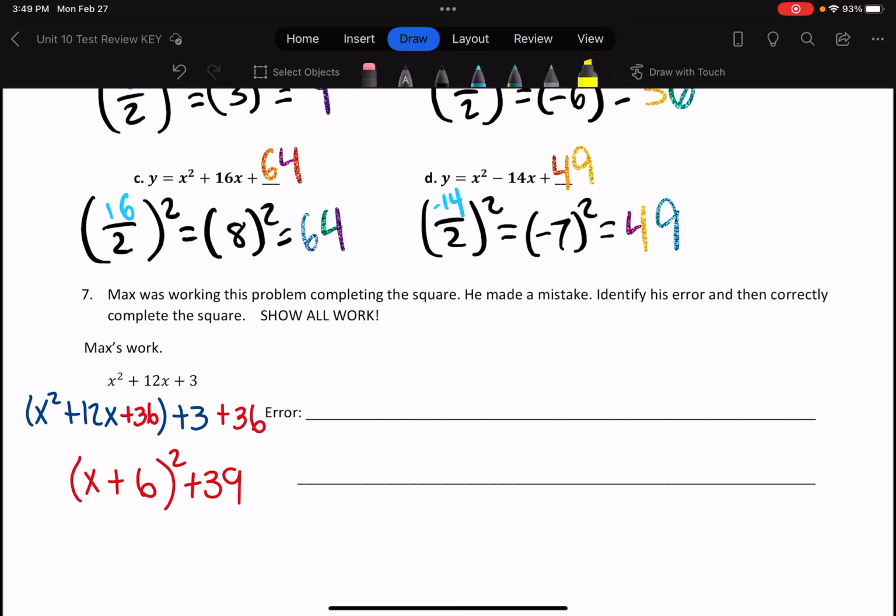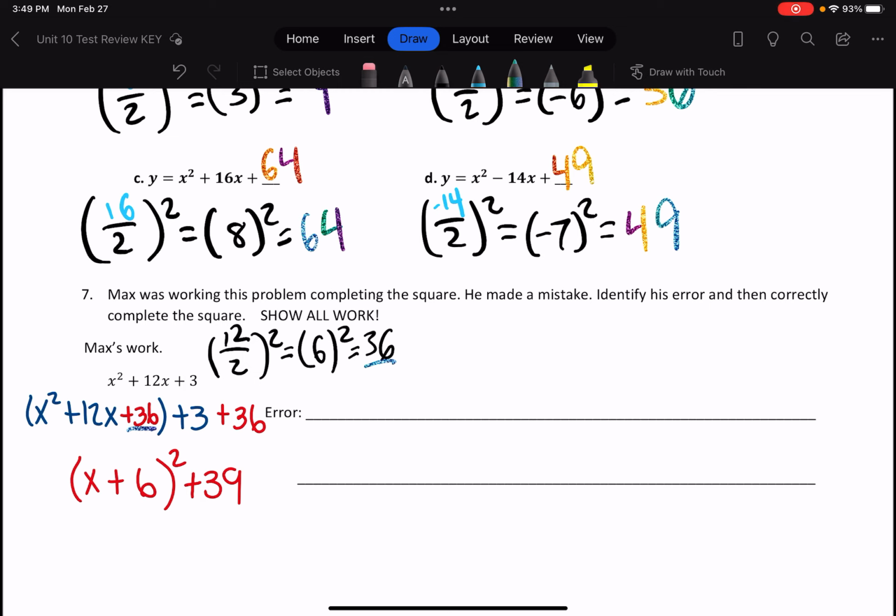So looking through this, I see Max started off with x squared plus 12x plus 36. Or excuse me, plus 3. So this was the initial function, x squared plus 12x plus 3. Then Max went through, and although it doesn't show his work fully, I know he'd have to do b divided by 2, so that's 12 divided by 2 squared. Well, that gives him 6 squared, which is 36. So his perfect square term is 36.